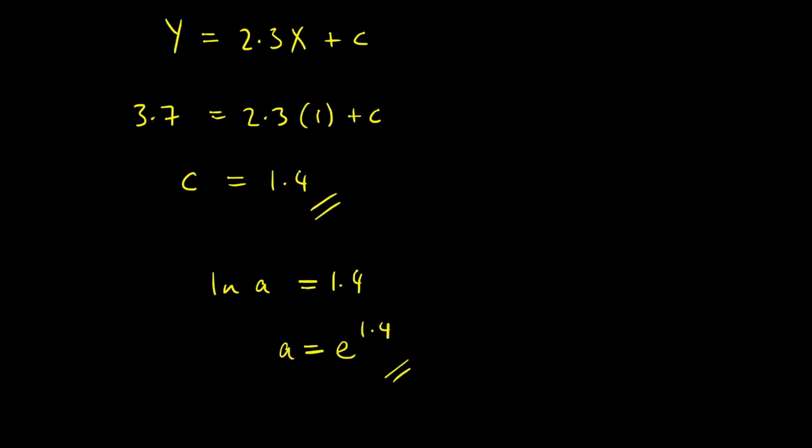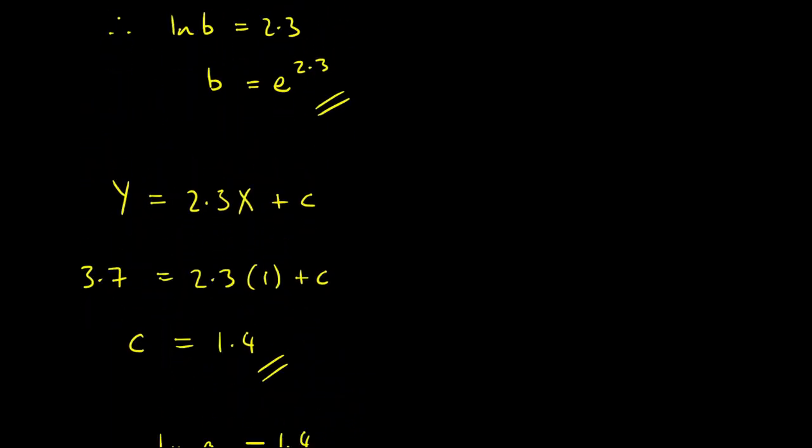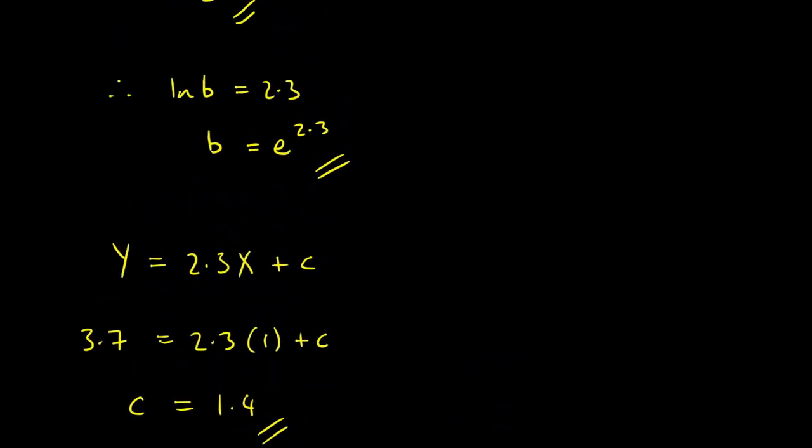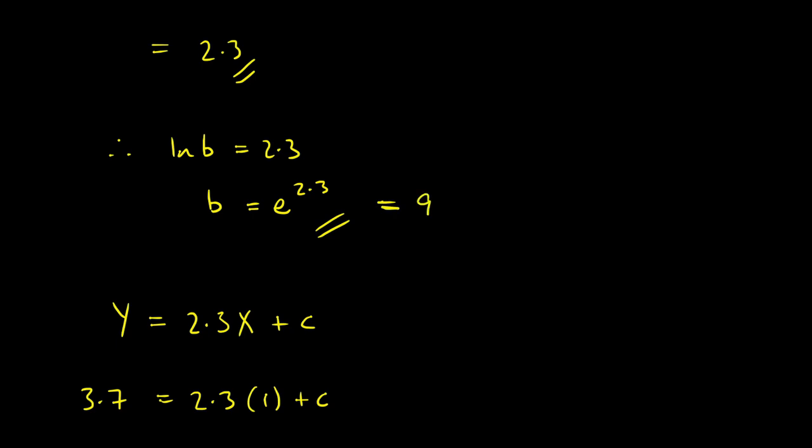Okay, so basically we've got our two answers. a is e to the power of 1.4 and b is e to the power of 2.3. So what we would need to do is put that into our calculator, and that would give us a is 4.06. So let me just put that here. a is equal to 4.06. And what was b? b would be 9.97. Okay, so just go up. b is equal to 9.97. Okay, and those are our answers.